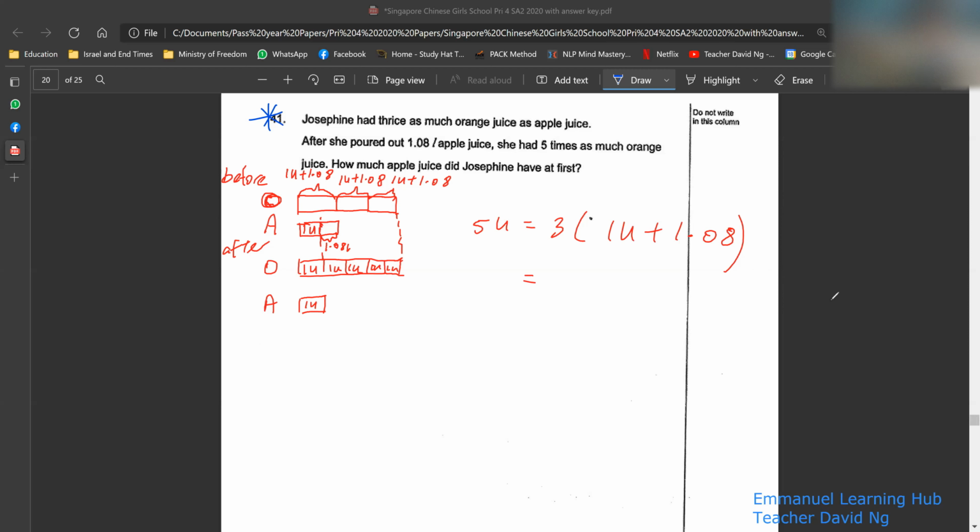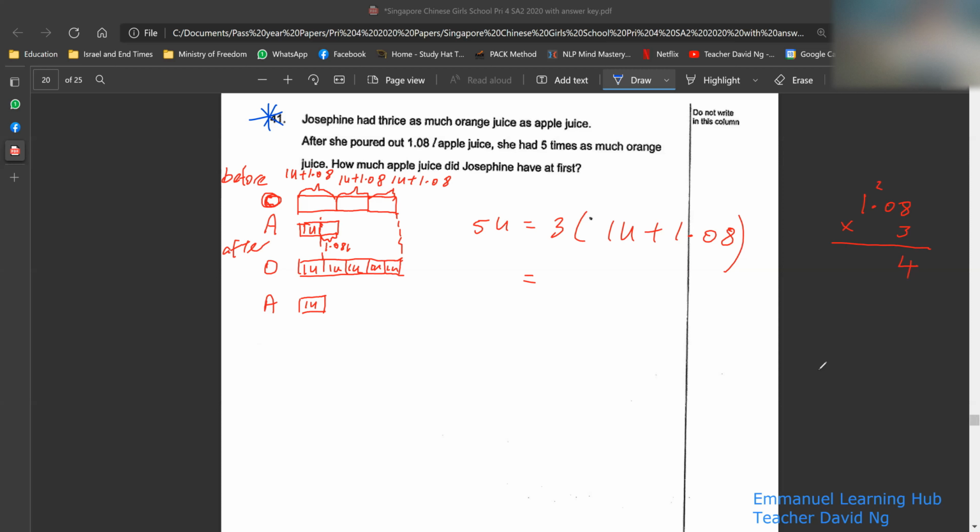Before I move on, I need to do a simple multiplication. Why? Because I'm going to expand this part. So 1.08 times 3. Because you don't have a calculator, correct? Primary 4, no calculator. That's the crap part, but it's okay. You can use 1.08 times 3. You do the proper working. Let's do together. 8 times 3 is? 8 times 3 equals 24.